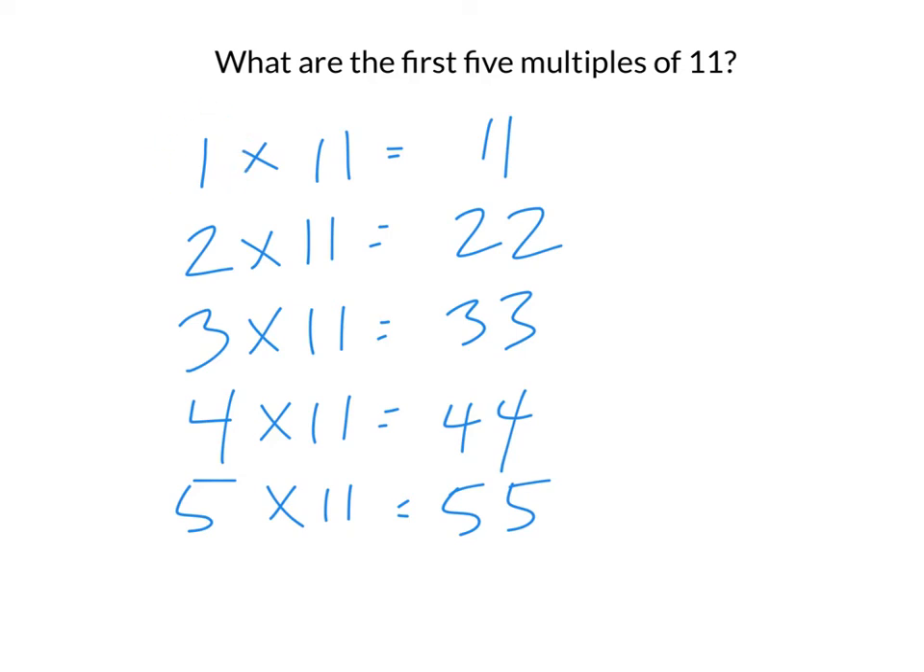Remember, multiples are trying to find out what the product is of the number you're multiplying by. So if I'm trying to find the multiples of 11, we have to multiply this by another number. And we're going to do that by multiplying, easiest way, start off with 1, then 2, 3, 4, then 5. The first 5 multiples of 11 are 11, 22, 33, 44, and 55.